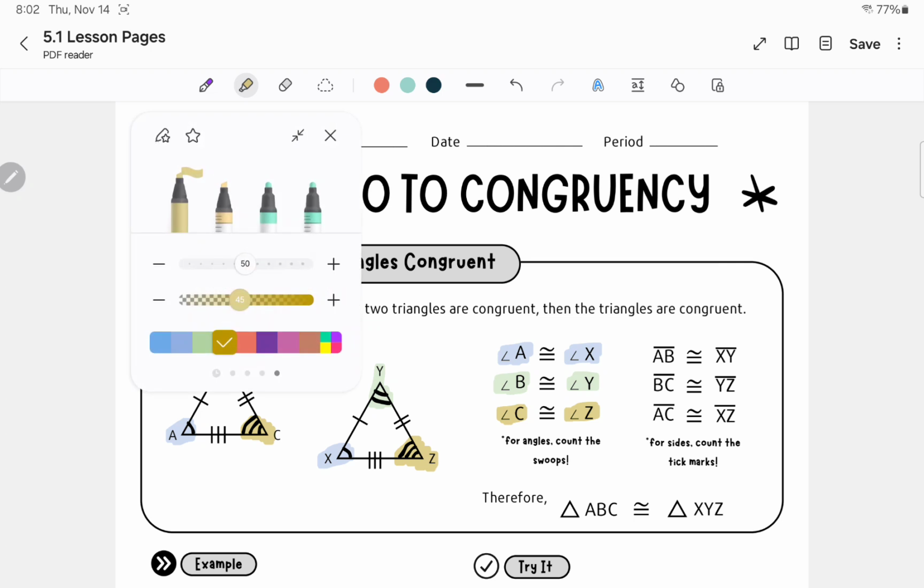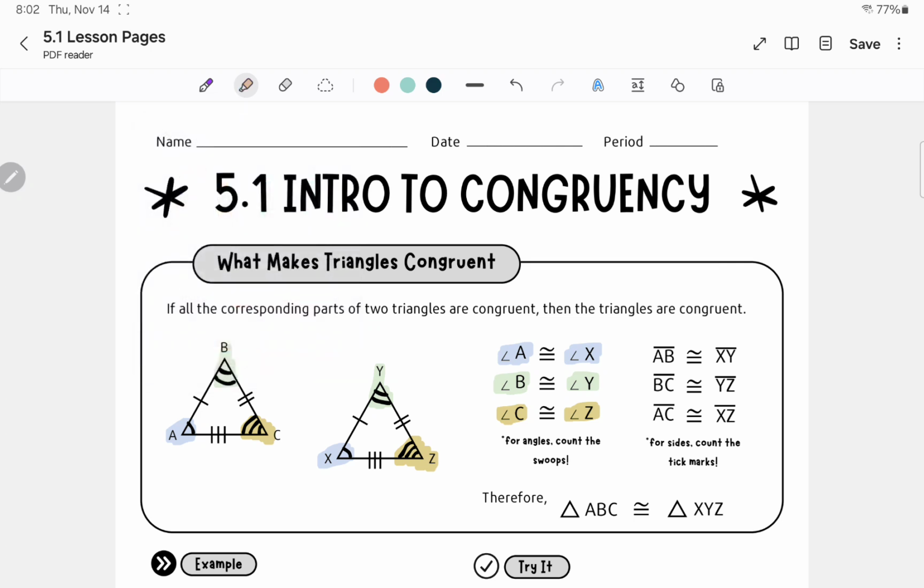Now let's look at the sides. So side AB, this side right here, has one tick mark. Side XY also has one tick mark. So those are congruent. Side BC has two tick marks. Side YZ has two tick marks. So side BC and YZ are congruent because they both have two of those little tick marks there.